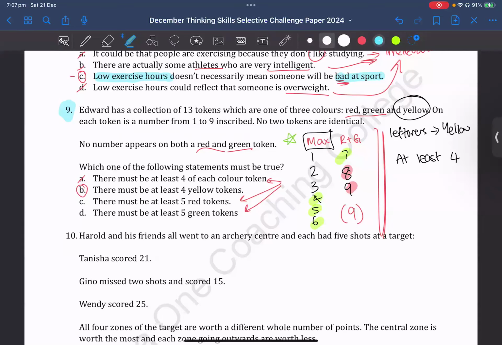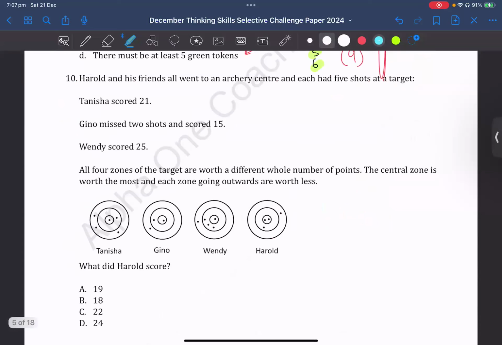So moving on, Howard and his friends all went to an archery center and each had 5 shots at a target. Tanisha scored 21. Tanisha is the first one we can see here. And then Gina missed 2 shots and scored 15. Wendy scored 25. All 4 zones of the target are worth a different whole number of points. The central zone is worth the most, and then, going outwards, worth less.